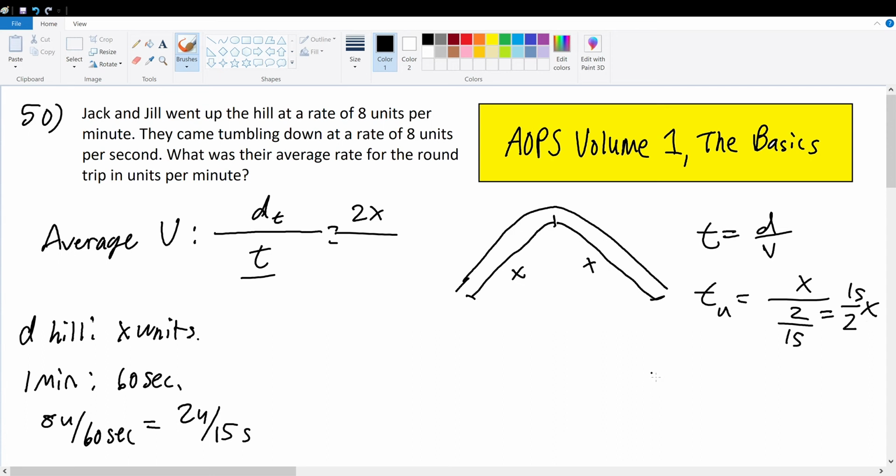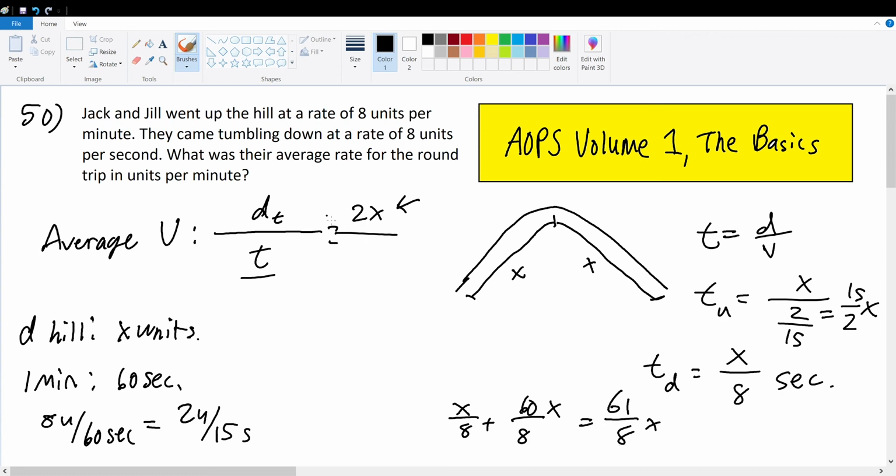And what was their time when they were coming down? So td. Well, when they're coming down, they were still traveling the same distance of x, but at a different velocity. They were traveling at 8 units per second. So for consistency, the time they took was x over 8 seconds. And now we can add the 2 times up for the total time that they took to travel the 2x distance, which is x over 8 plus 60x over 8, using a common denominator of 8, which can then be summed up to be 61 over 8x.